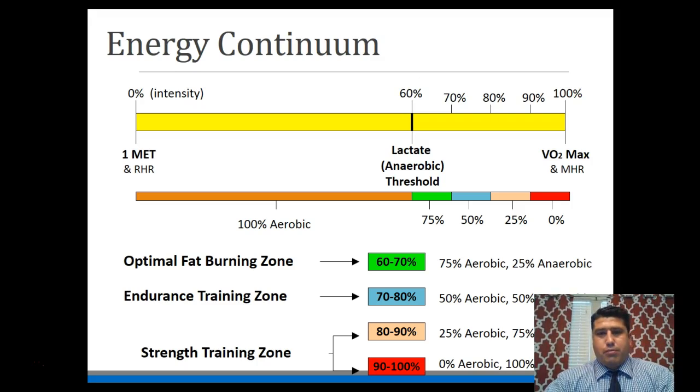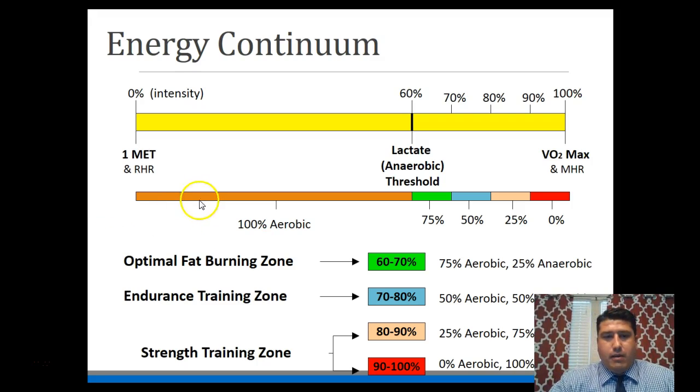Okay. So pretty much whenever we look at this continuum, anything before 60% is what we call 100% aerobic. Now you might remember this from your high school or college biology classes. Aerobic means with oxygen, anaerobic means without oxygen. Those are basic definitions of aerobic and anaerobic. I'm gonna talk to you guys about the actual physiological definition of aerobic and anaerobic in a second.